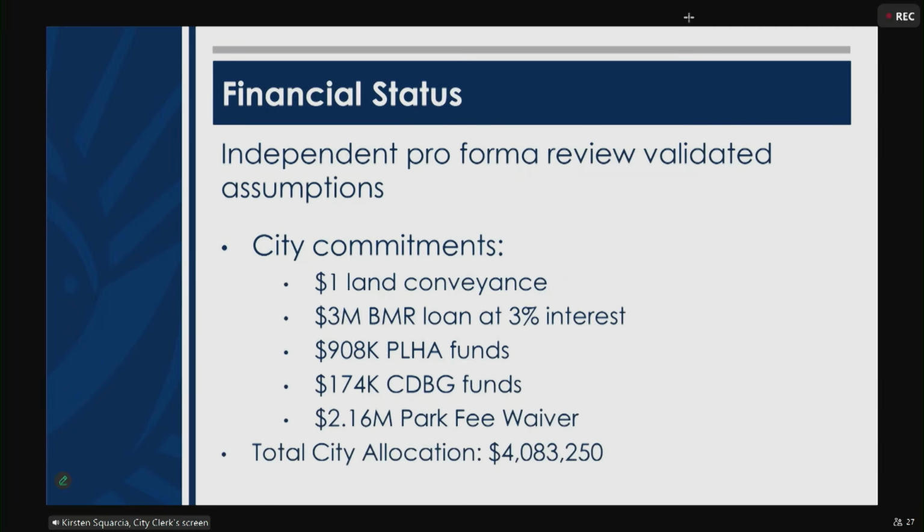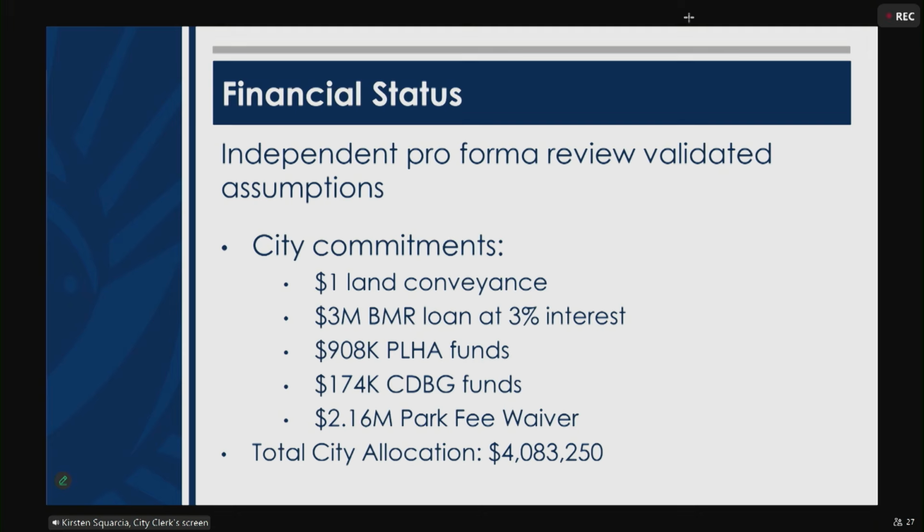Currently, as the pro forma grows and changes, we do have a third-party consultant reviewing the pro forma to validate the assumptions as staff goes through the DDA process. Again, this is a summary of the city commitments: a $1 land conveyance, either through purchase or lease; $3 million from the BMR fund, a loan from the BMR fund, at 3% interest. The PLHA funds are approximately $908,000 with $174,000 CDBG funds.